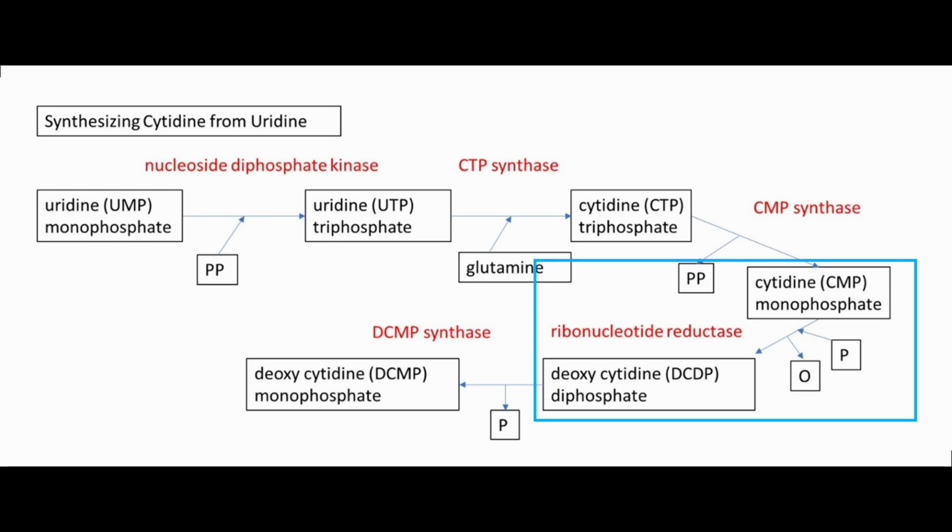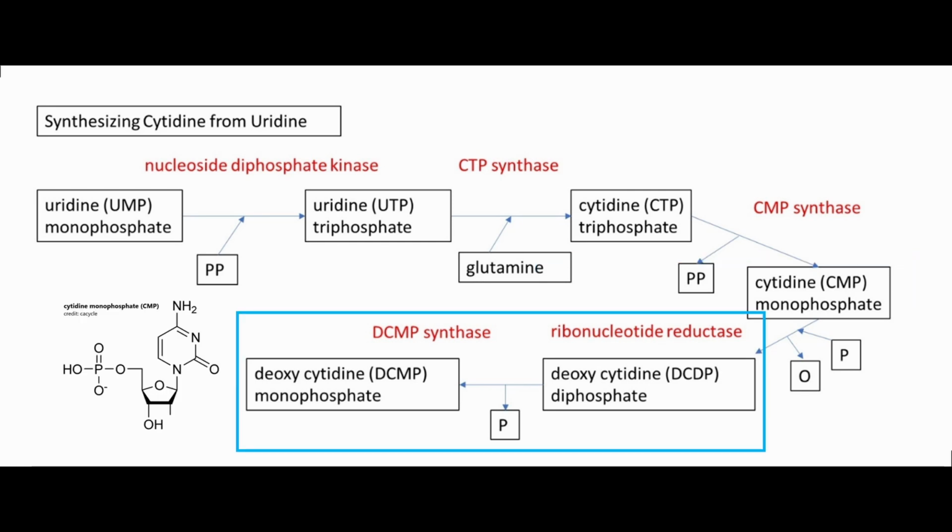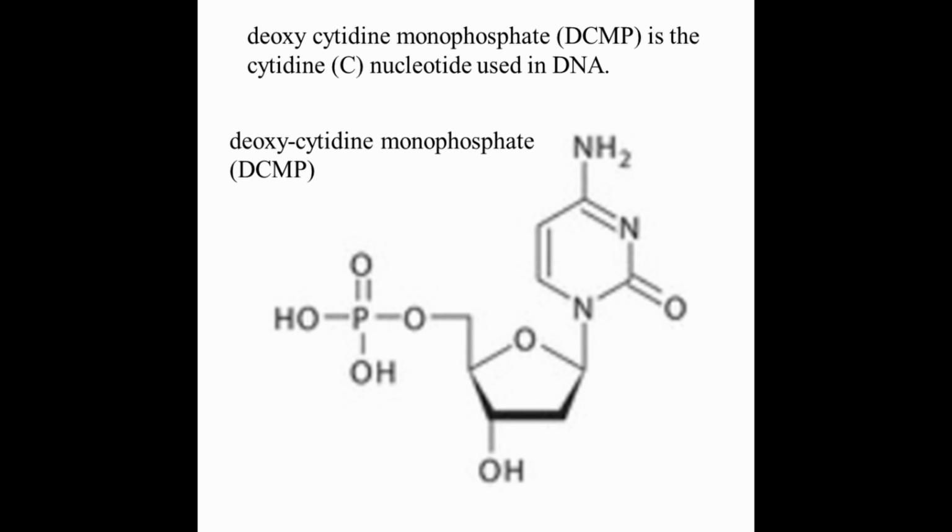To get the deoxycytidine, C, used in DNA, we go to step 4, where the enzyme ribonucleotide reductase removes an oxygen from the ribose to convert it to deoxyribose and adds a phosphate. And the cytidine monophosphate, CMP, becomes deoxycytidine diphosphate, DCDP. In step 5, the enzyme DCMP synthase removes the phosphate, and deoxycytidine diphosphate, DCDP, becomes deoxycytidine monophosphate, DCMP, and DCMP is the cytidine, C, nucleotide used in DNA.